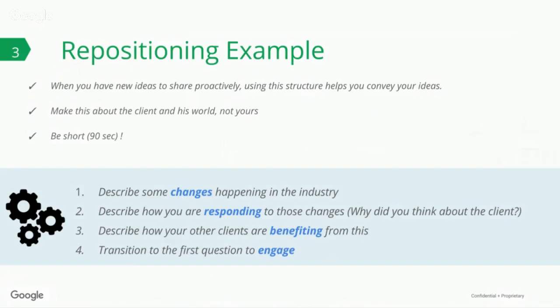And so far, the clients that we've already worked with are benefiting from this by seeing click-through rates that are increased by about 20% on average. We're seeing conversions increase. It's just been great across the board. So tell me, your current provider, are they ready for expanded text ads? Have they talked to you about this at all? Right? Repositioning. Change, how you're responding, how they would benefit, and then engage.